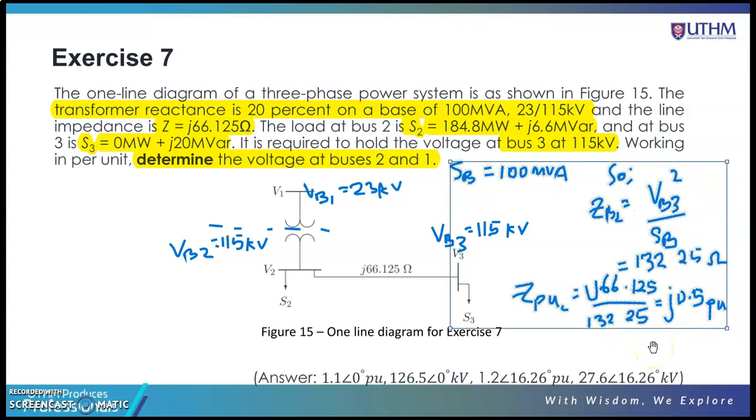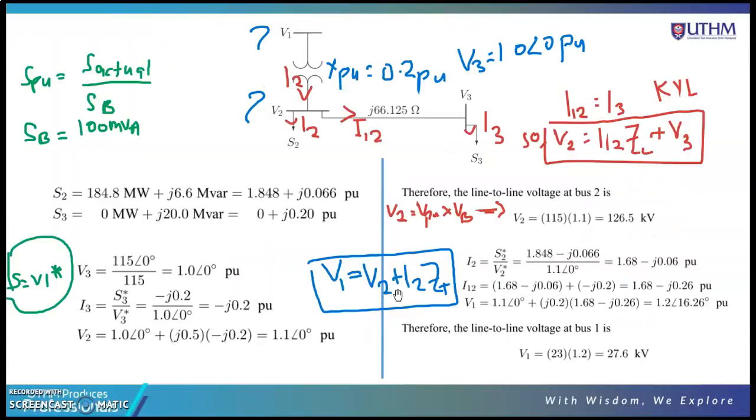Once you get Z base, you can determine ZPU of the transmission line, which is equal to j66.125 divided by Z base, 132.25. So you get j0.5 per unit. This is the ZPU of the transmission line, equal to j0.5 per unit.